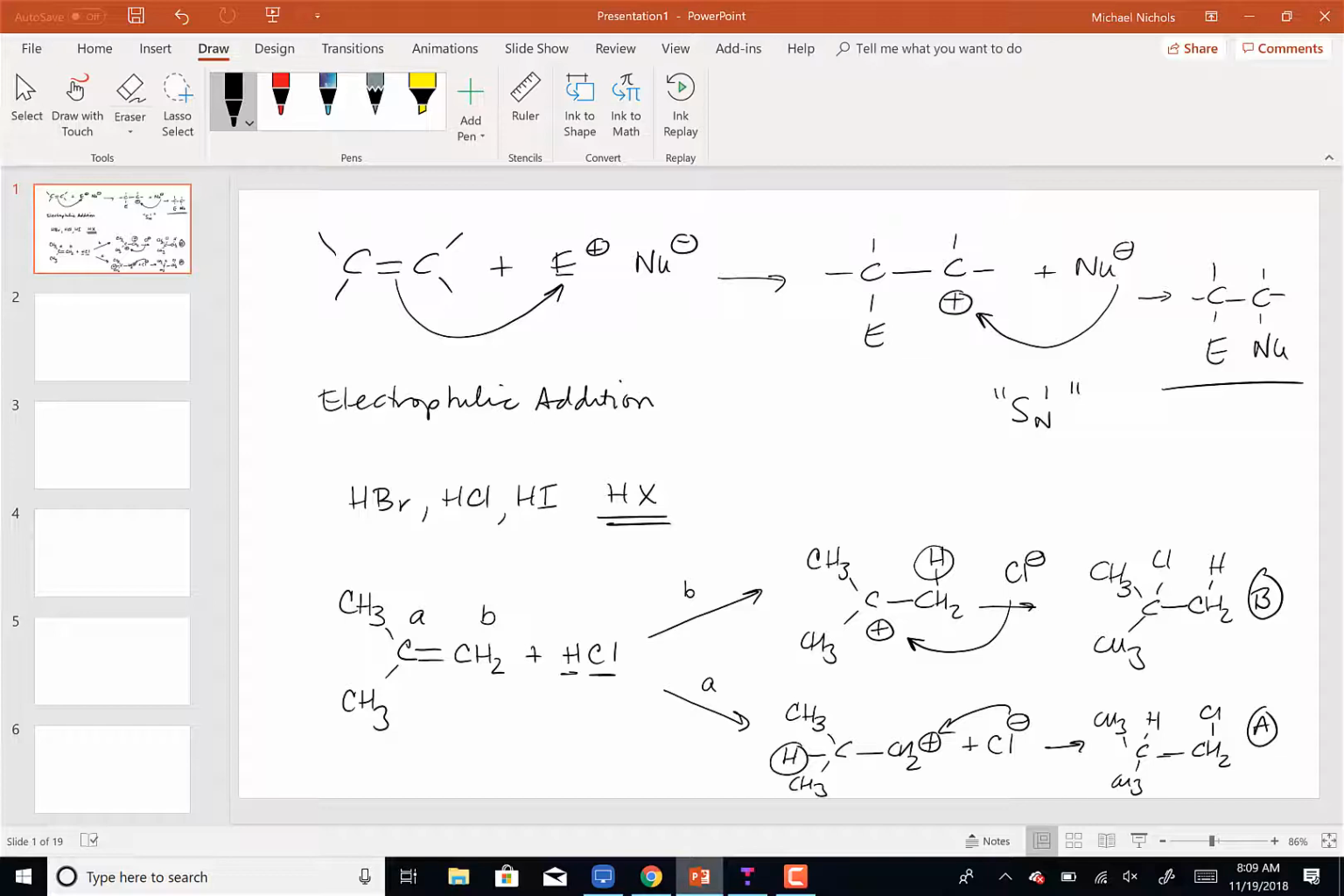So the major product's going to be which one? B? Because it has a more stable intermediate. Okay. So what kind of carbocation is the intermediate for B? This one's a tertiary carbocation. And what kind of carbocation is the intermediate for A?